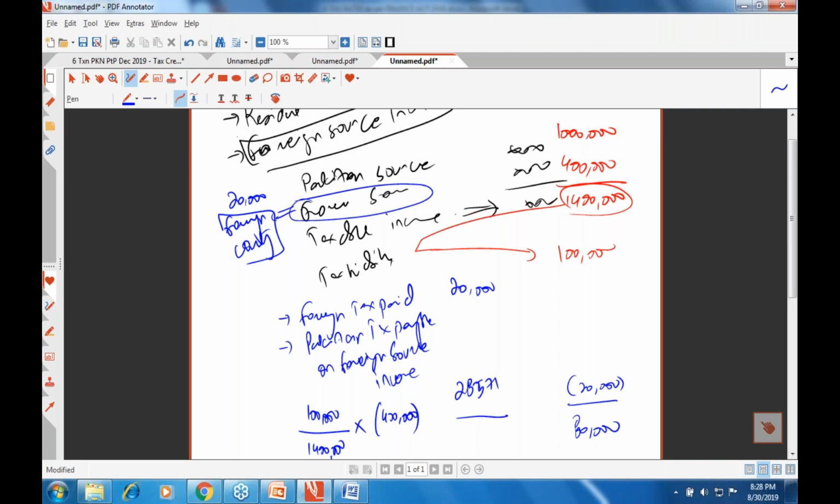Now, what is this foreign tax credit that can be claimed? It's actually the lower of foreign tax paid or Pakistan tax payable. Foreign tax paid is 20,000. What's the Pakistan tax payable? The Pakistan tax payable is going to be the tax liability divided by the taxable income, multiplied by the foreign source income.